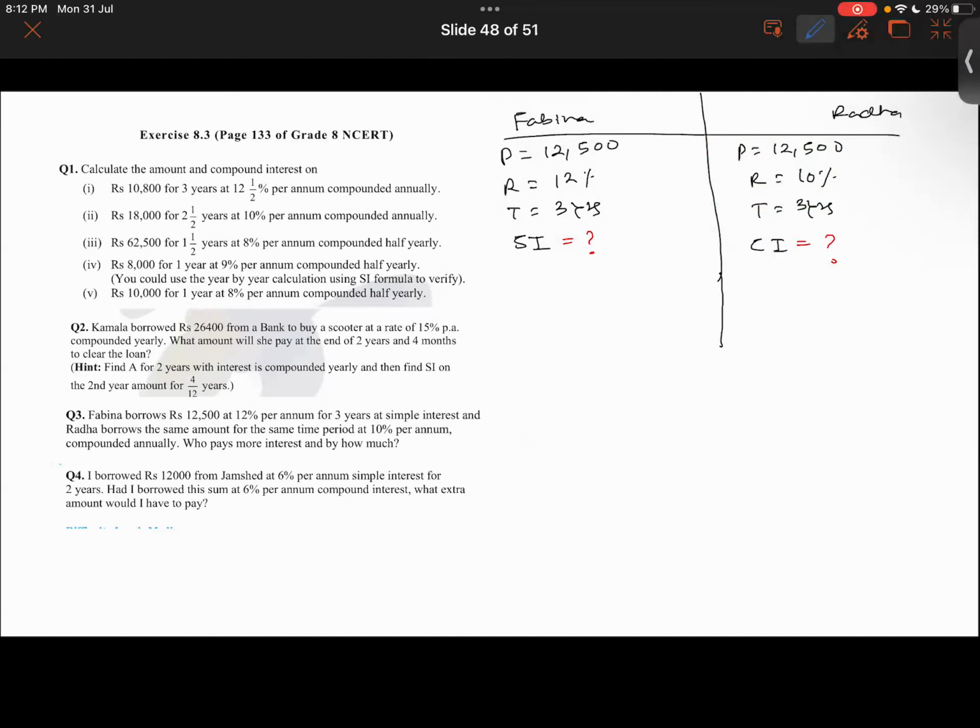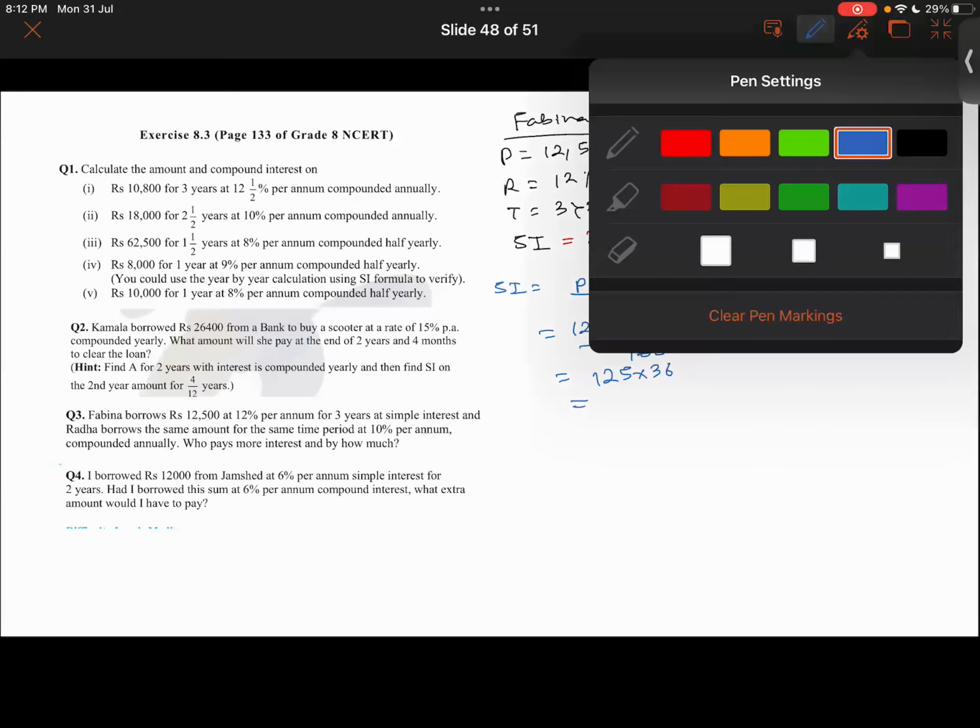Yes, okay, so let's find the simple interest. It's going to be P into R into T upon 100, that is 12,500 multiplied by 12 into 3 upon 100. Tell me, that is equal to how much? Sir, I'll solve it and tell you. Okay.